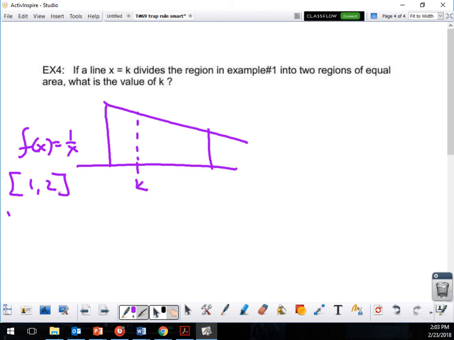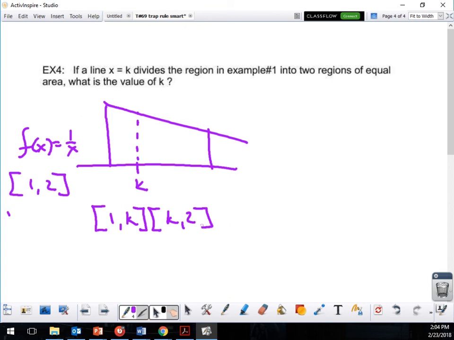Now, I want you guys to try this. Using the formula that you have, you want to set this one equal to this one. You have to find some value of x. Think about your intervals right here. Your interval would be from 1 to k, and then from k to 2, and I want these two to be equal.